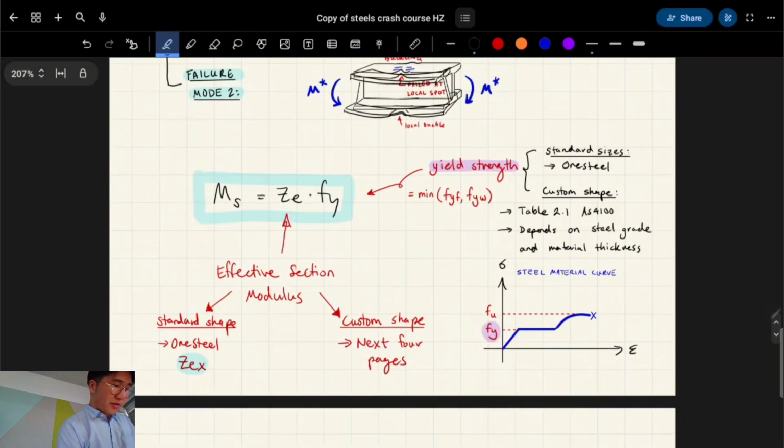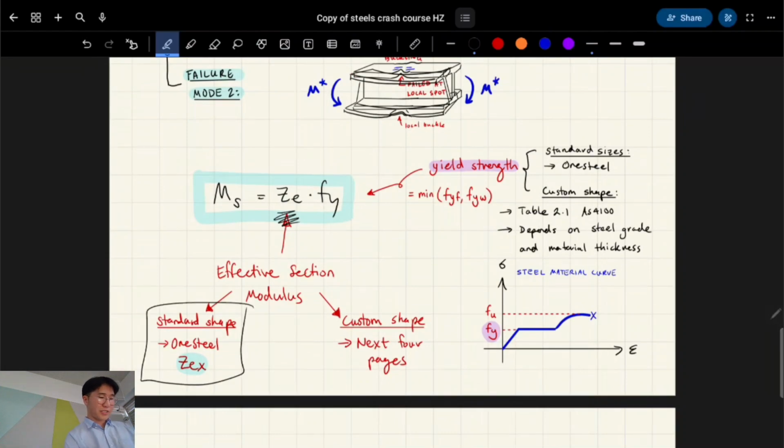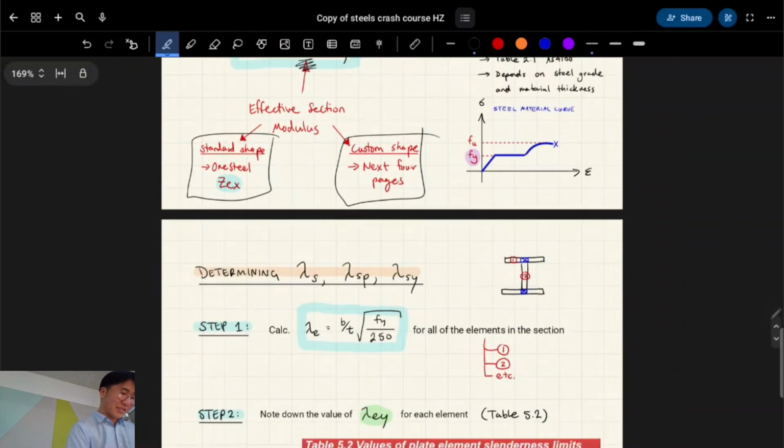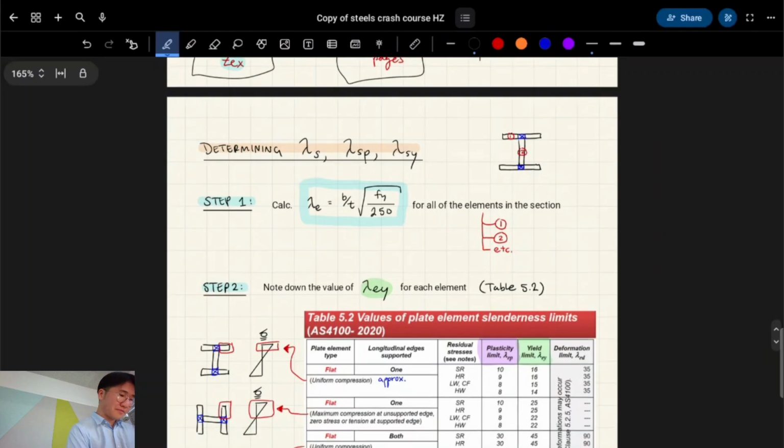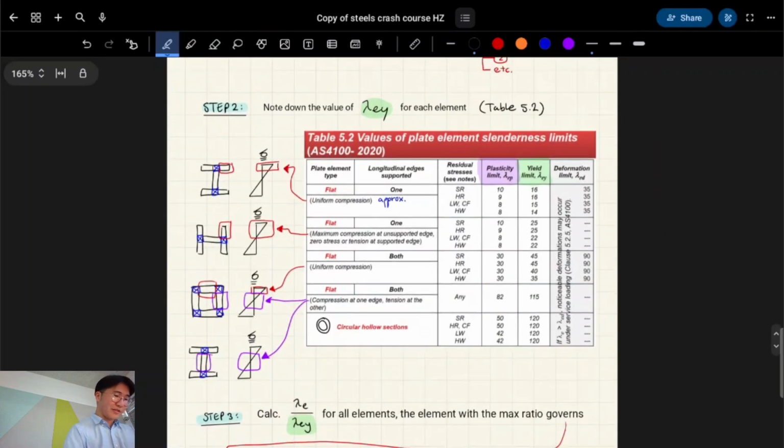And so we need our effective section modulus, right? Which you can find in One Steel, or if it's a custom shape, lucky you, you're gonna need to do some pretty hard calcs, all right? So this is like assignment material. I'll just give you an idea of what's going on, but it's too much to cover right now.